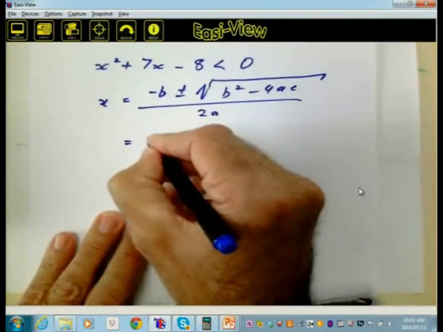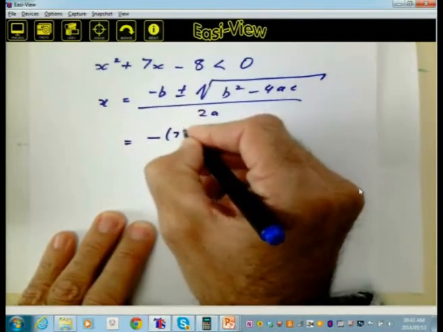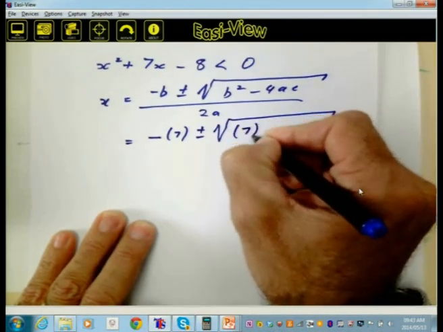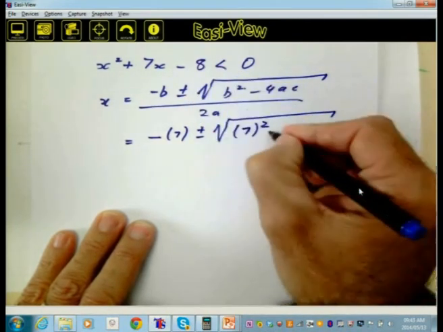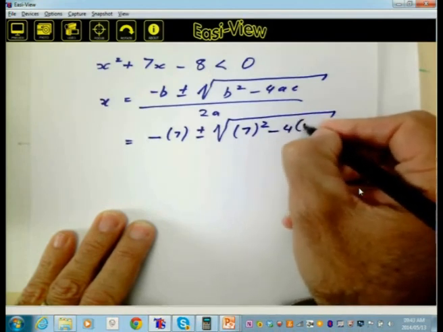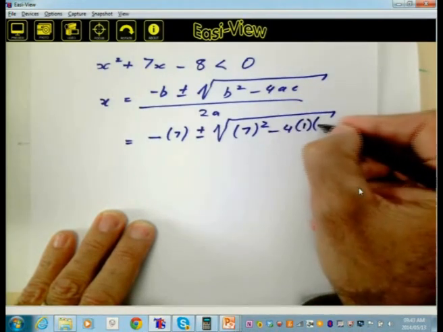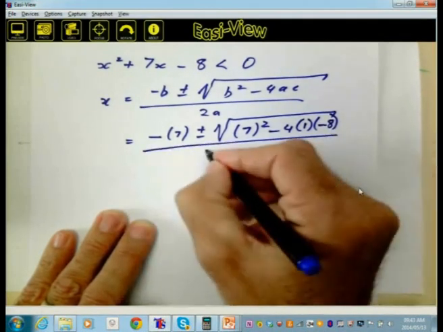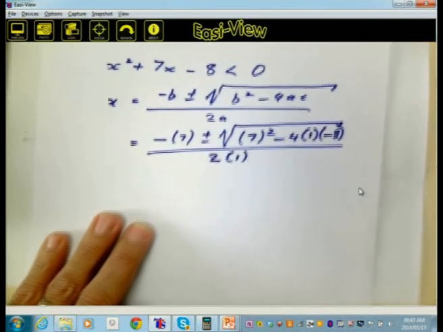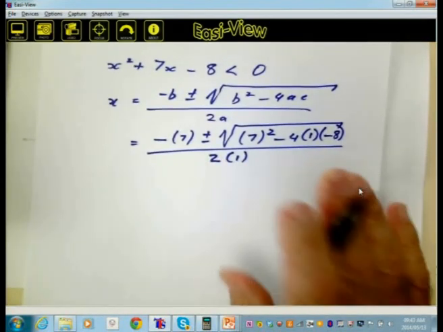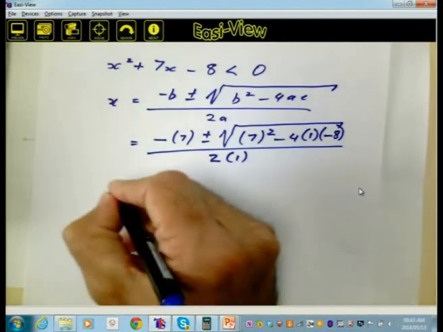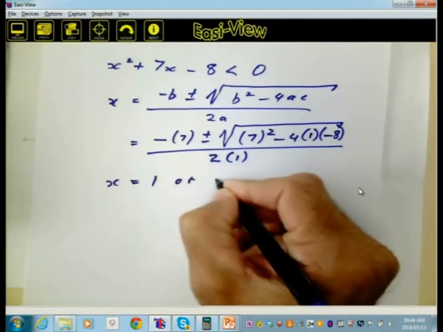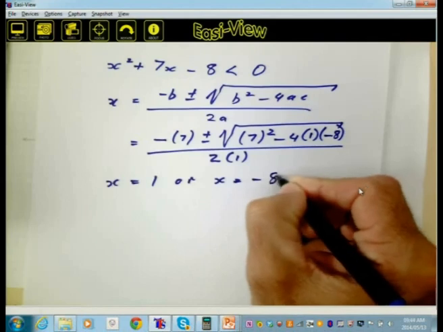And we say that it is minus, what is b? b is 7 in brackets, plus minus the square root of 7 squared, because b is 7, minus 4, a is just 1, and c is minus 8. Remember your signs, okay? All of that over 2, and a is just 1. Now, how do we do this in the calculator? Go and look at that lesson. I have got a lesson like that, but we'll say that x equals 1 or x equals minus 8.